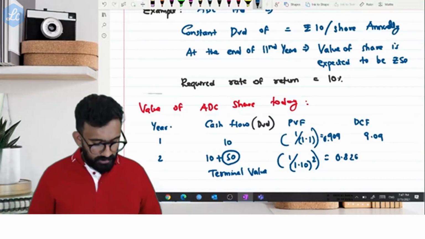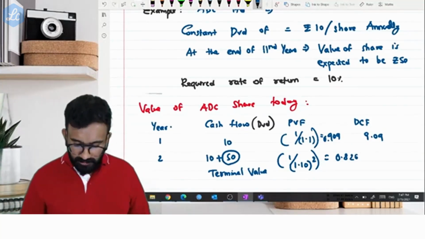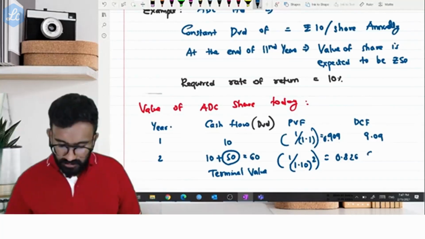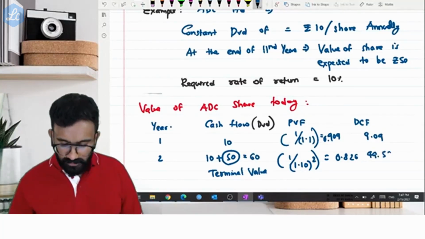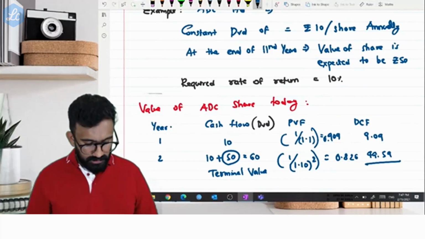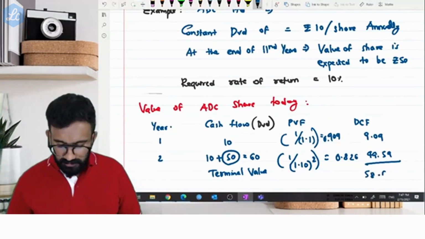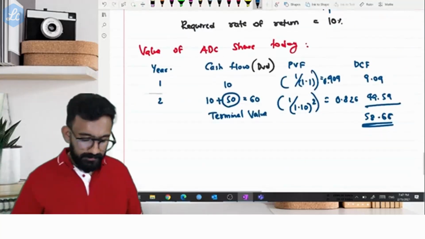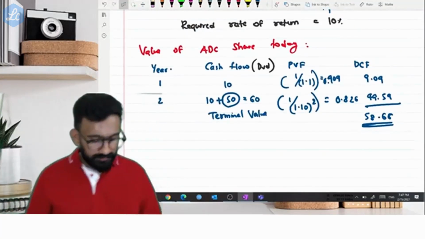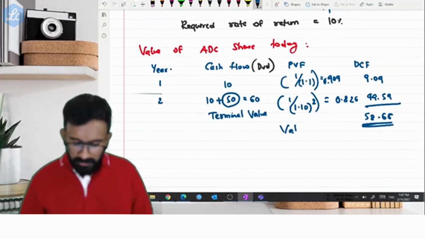Okay. So if that's the case, multiply that with 60. That is 49.59 plus 9.09, 58.68. This would be the value of this particular share today.